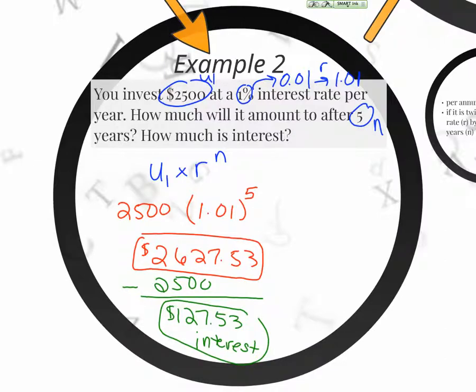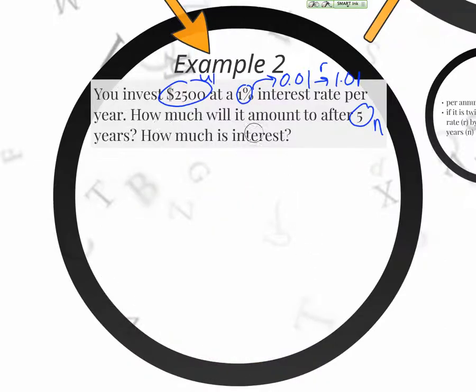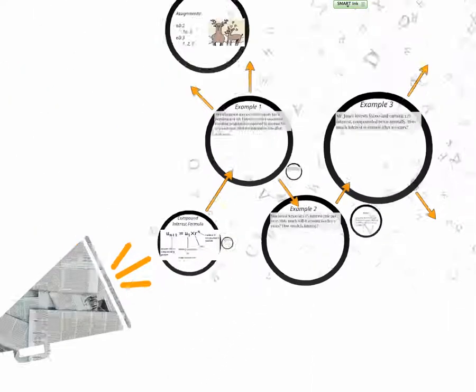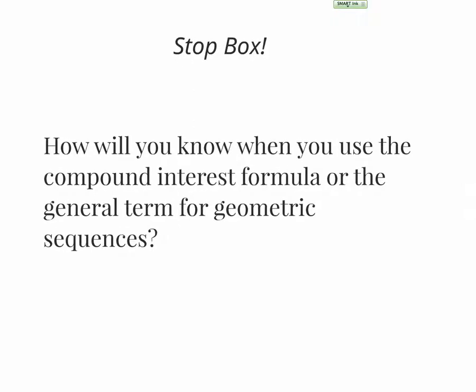Any other questions on this? All right, so we're going to hit the stat box, and then we're going to have one final sort of different type example, and then we will be done with the notes. So my question for you is, moving forward here, how will you know when you should use the compound interest formula from today versus the general term for geometric sequences formula that we talked about on Friday? Like, how will you decide when to use which one?